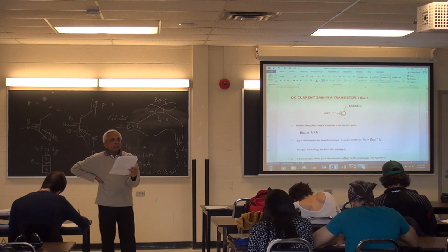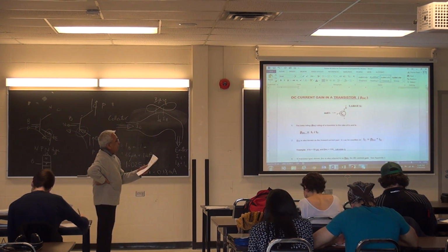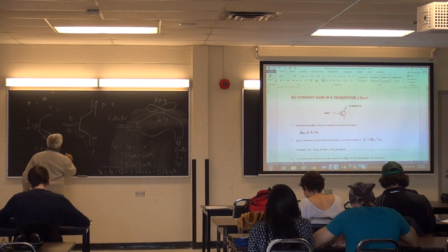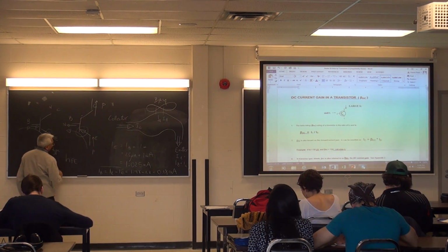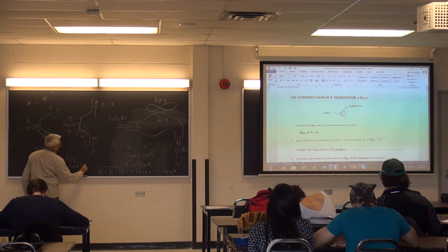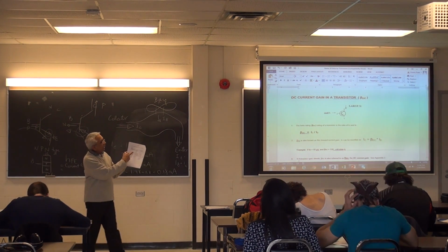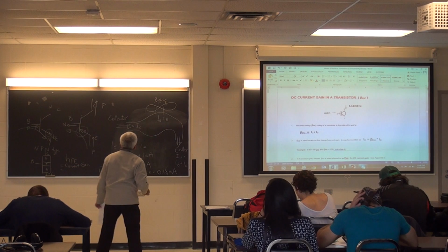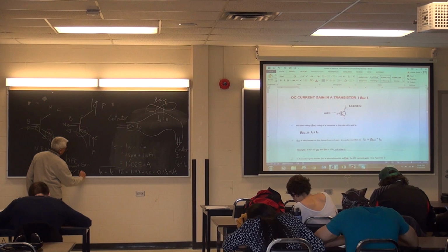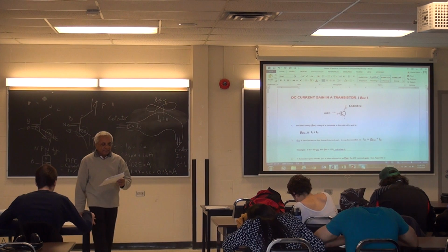What is the parameter called? DC current gain, and the symbol on the left side of it is HFE. HFE is current gain, which is equal to, write down where it says DC current gain, IC over IB. Write down IC over IB. So that's the gain.